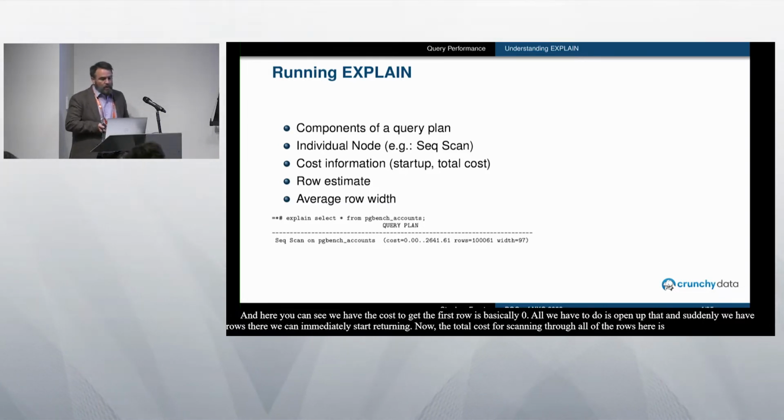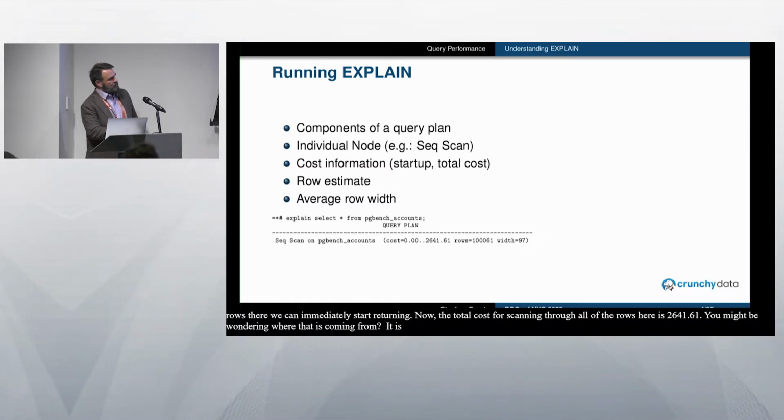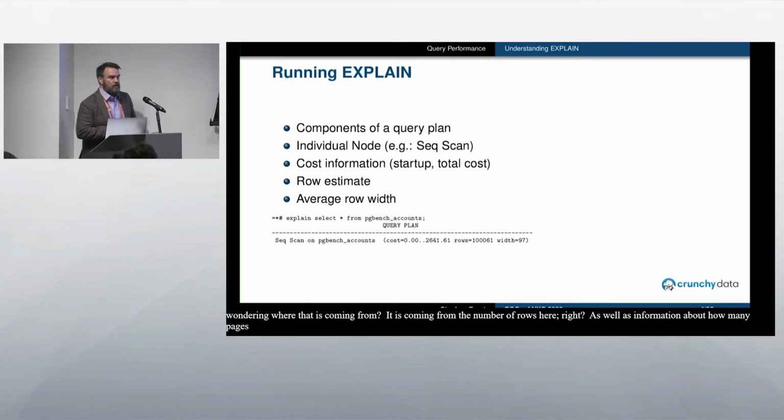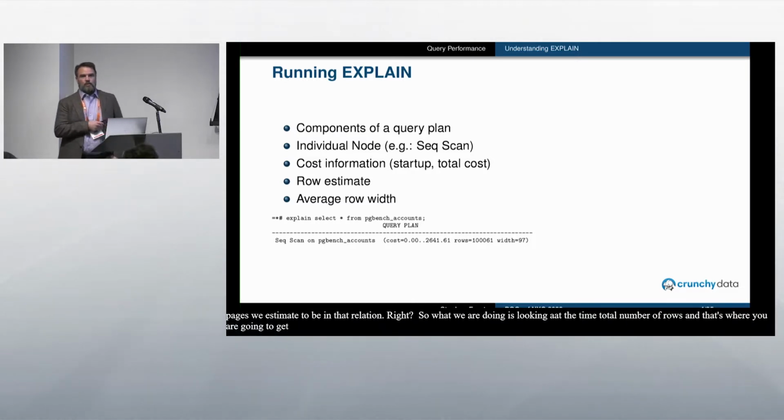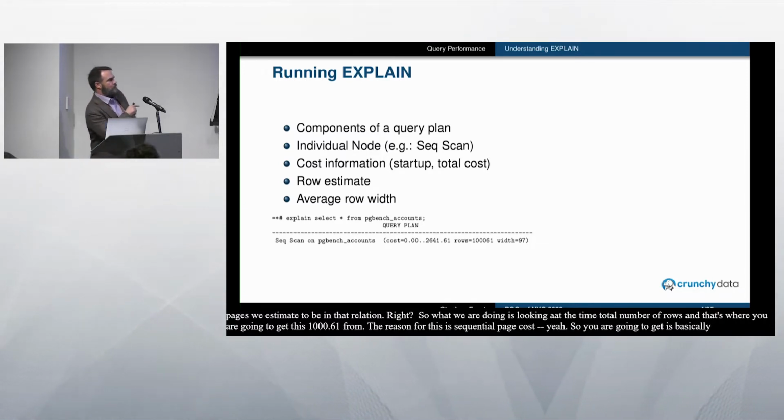Now you might be wondering where that's coming from. What it's coming from is the number of rows here, as well as information about how many pages we estimate to be in that relation. So we're looking at the total number of rows, and that's where you're going to get this 1000.61 from. The reason for this is that CPU tuple cost is 0.001, so that's where you're going to get 1000.61.